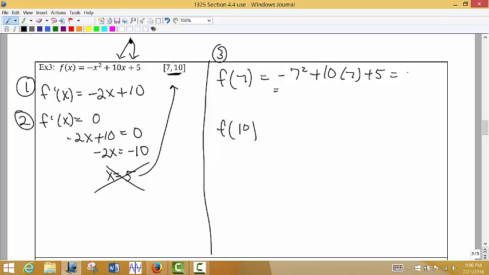Alright, so I get 26 for that. If you're doing it by hand, you want to keep in mind that the 7 is the only thing that's being squared, so this would be negative 49 plus 70 plus 5, and that should give you 26.